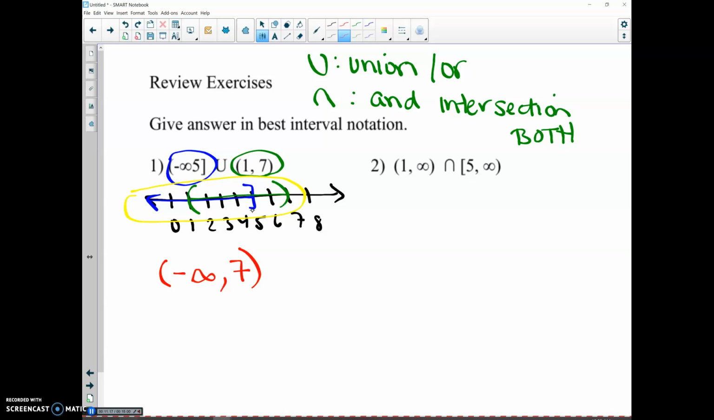So go ahead and take a minute to graph both intervals in number 2 on the same graph, and then look to see where there is overlap, if there is any.